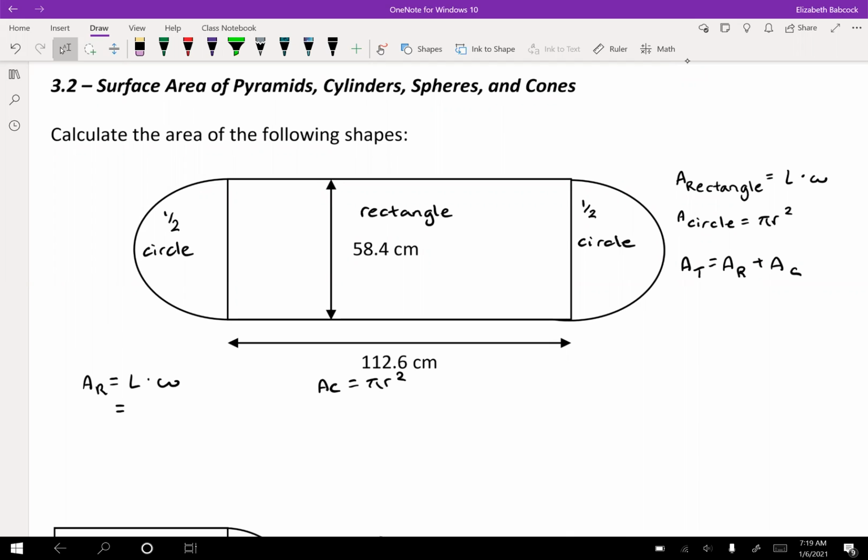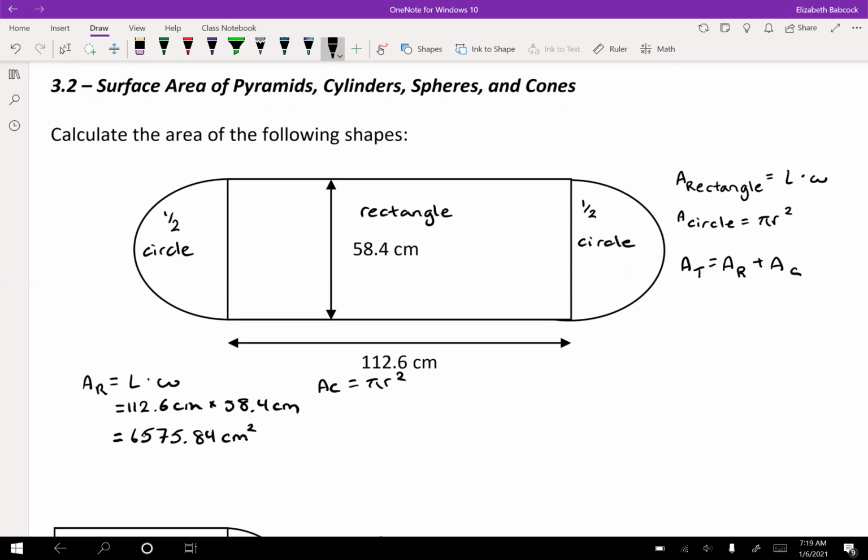Remember, a rectangle is just your length times your width. In this case, we have a length or width, it doesn't matter which one you choose is which, of 12.6 centimeters, 58.4 centimeters. If you multiply those together, you get a total of 6,575.84 centimeters squared. Now we have to do the circle.